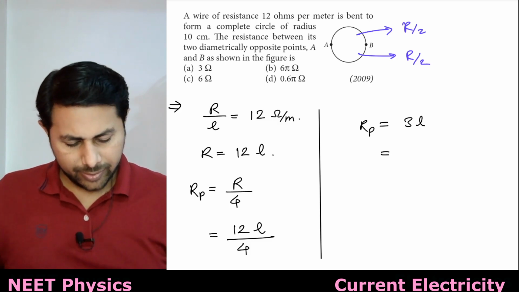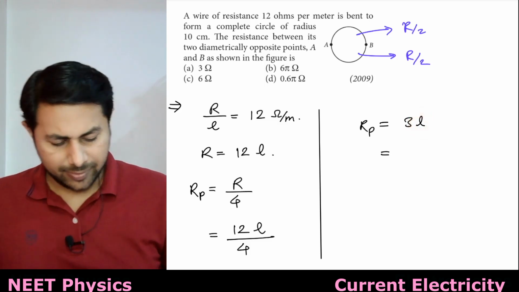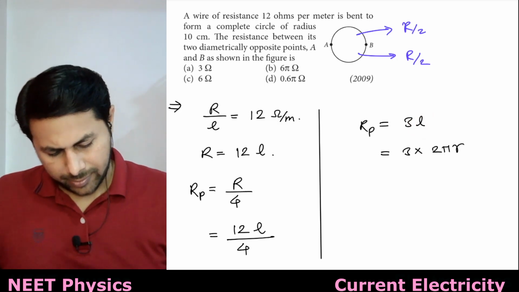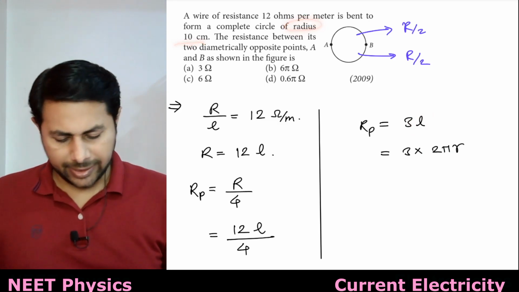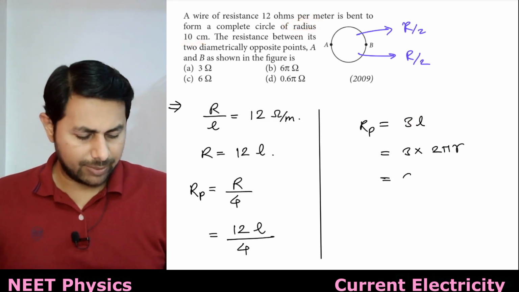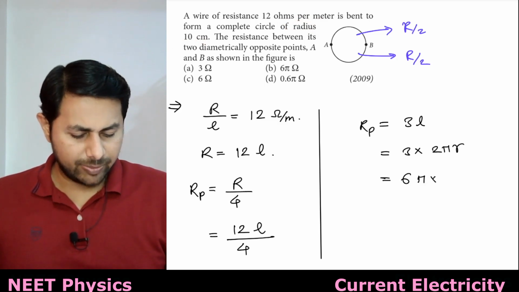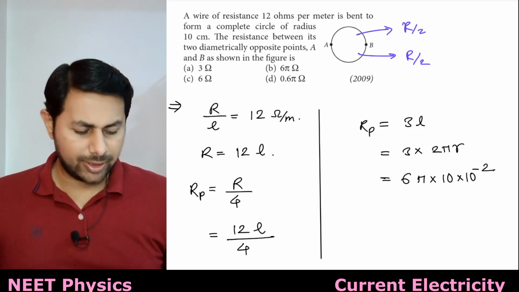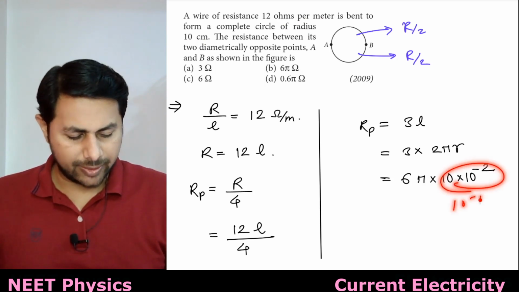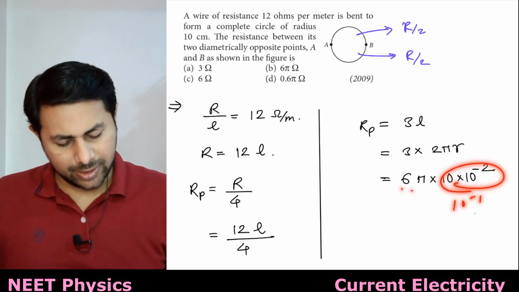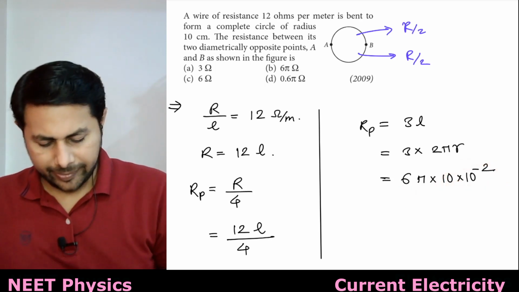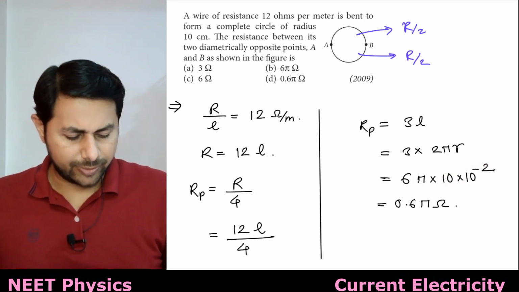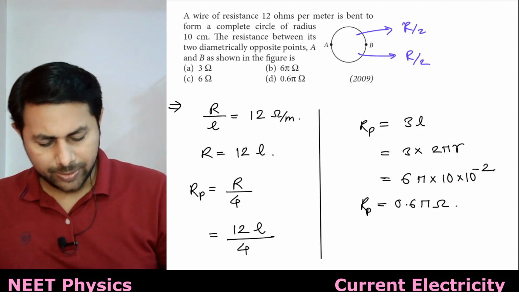Okay, so what is length? Length is 2 pi r, so just put that, 3 times 2 pi r, and radius is 10 centimeters, so just put that. So 3 times 2 is 6, 6 times pi multiplied by 10 centimeters, so it's 10 raised to minus 1 meters. So 6 pi times 10 raised to minus 1, so it's 0.6 pi, right? It's 0.6 pi ohms. Option D, very simple.